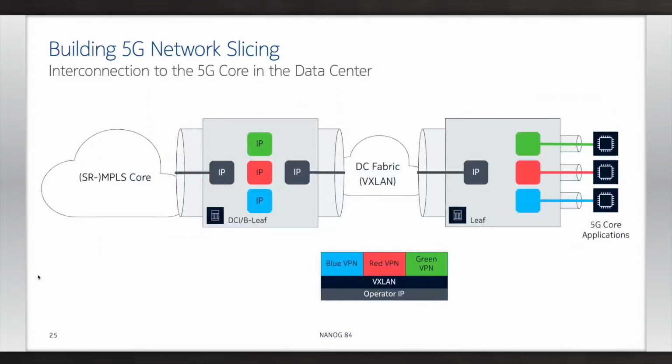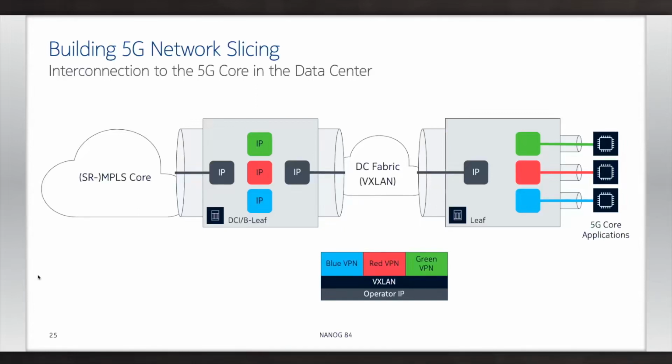Another important point here is that the 5G radio network typically connects to a 5G core that is typically deployed in a data center, be that a private data center or a public data center. When we look at a data center, probably the most typical protocol used there is VXLAN. So in this case, we're going to have some sort of data center interconnection node, border leaf, whatever you want to call it, that has the VRFs and maps those VRFs to VXLANs inside the data center fabric.